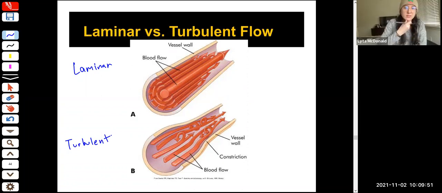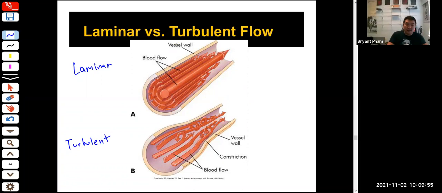You have a consistent diameter in laminar flow. Nice. Very good eye. You have a consistent diameter. Very good. Laminar flow, more arrows pointed in one direction, means you have less resistance. You can move more blood. Turbulent flow, on the other hand, has high resistance.